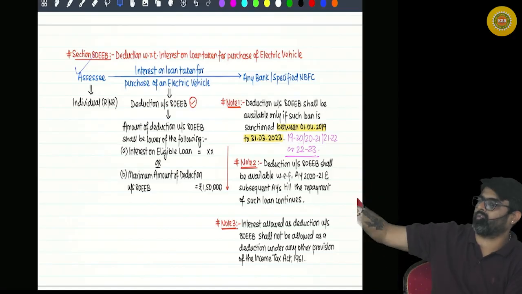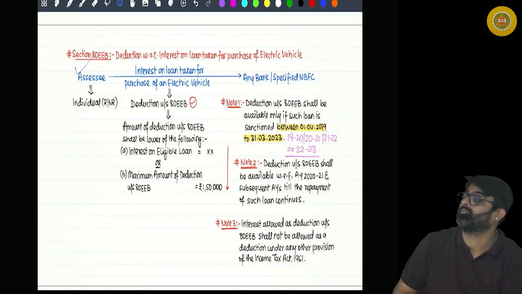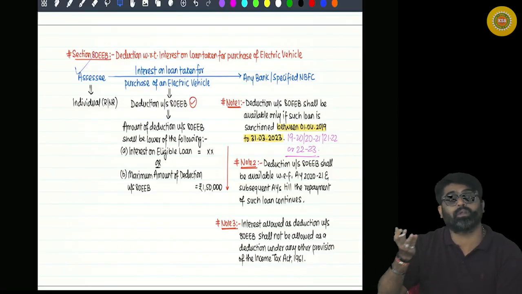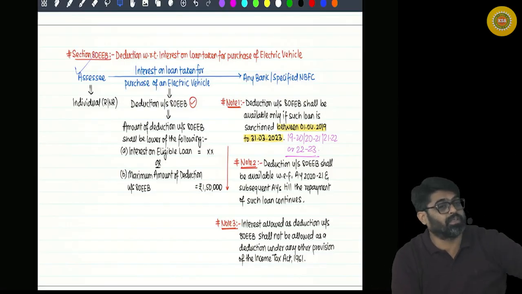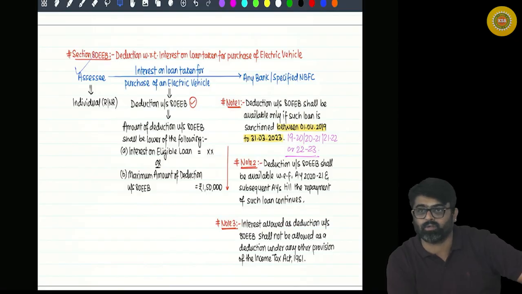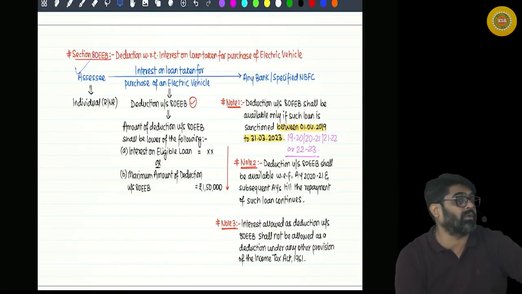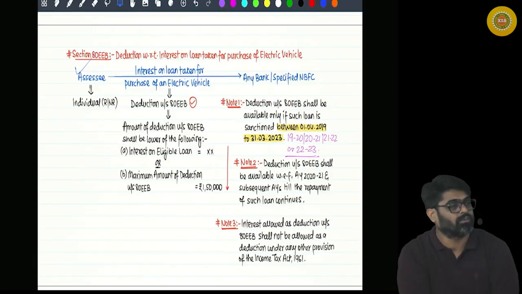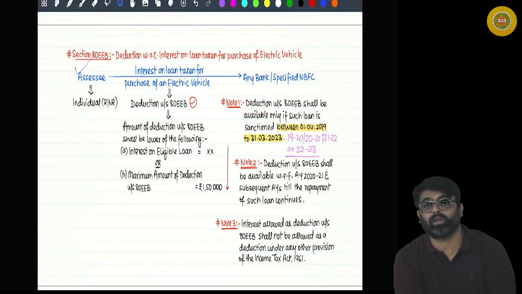For example, this electric vehicle you have purchased for your business, then this loan will become your business loan. And on that loan, the interest you will claim under the head PGBP. Will you be able to claim that interest here? No, because that interest is already allowed under any other provision. Now, can I say for your personal electric vehicle, you can take this loan? Yes. And on that, whatever interest you have given, that interest was not allowed under any of the provisions. That interest you can claim here. Subject to maximum.